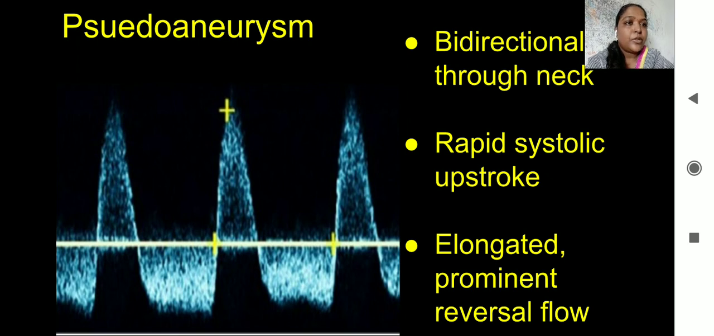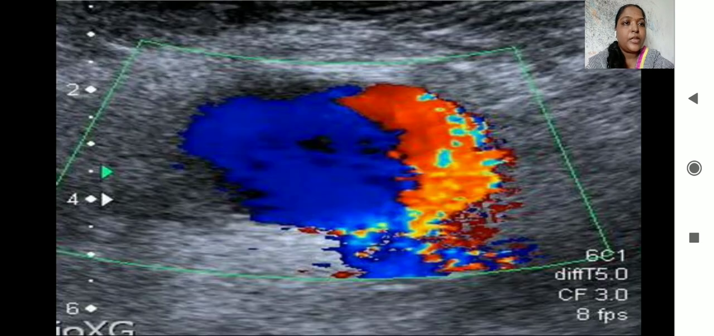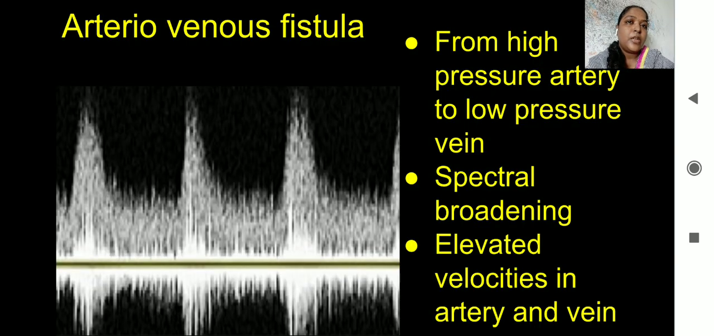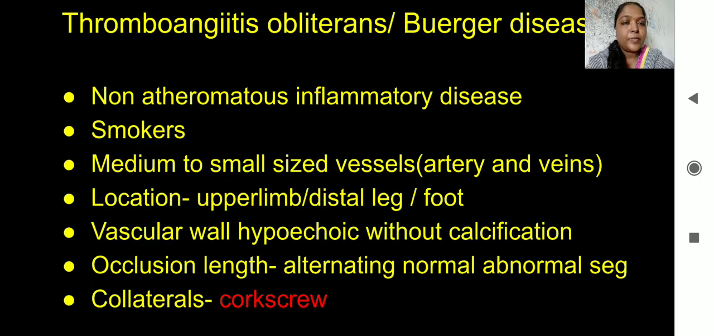In case of pseudoaneurysm, we see bidirectional flow through the neck. You see rapid systolic upstroke and elongated prominent reversal flow. This is the Doppler image of pseudoaneurysm showing the yin-yang sign. In case of arteriovenous fistula, the blood flows from the high pressure artery to the low pressure vein. You see spectral broadening with elevated velocities in the artery and vein.